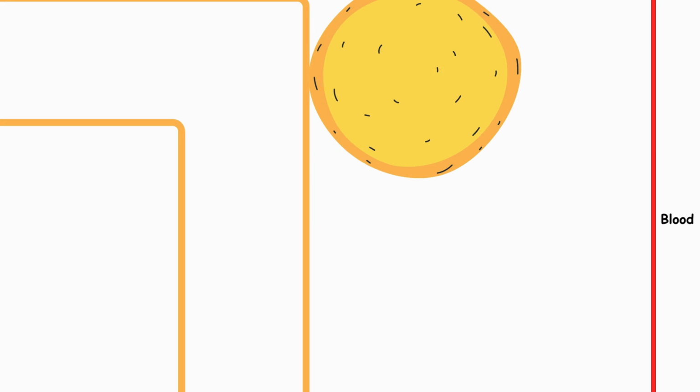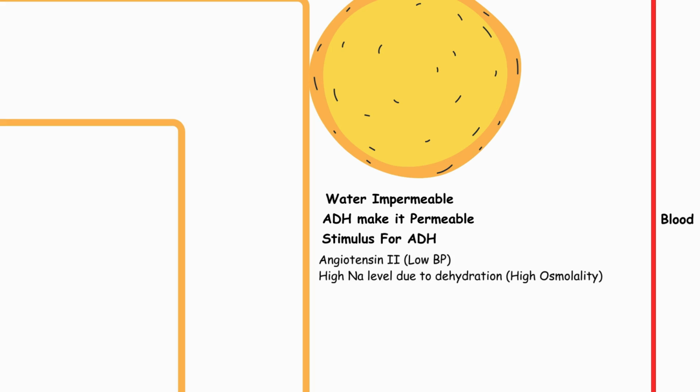Now comes the water reabsorption. Normally this area is impermeable to water completely, but ADH hormone makes it permeable. So, how does the antidiuretic hormone come and play its role? Its production can be stimulated by the release of angiotensin II in response to low blood pressure, and when sodium level is high in blood due to dehydration, meaning high osmolality of blood. So, the antidiuretic hormone released from the pituitary gland in response to one of the stimuli, binds to V2 receptor present on the cell at the basolateral membrane.